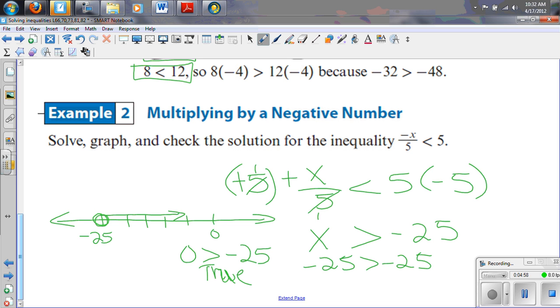If I had picked -50, -50 is not greater than -25. So if you see over here, if we went out to negative 50 out here, that one should be false because the arrow isn't going that direction.